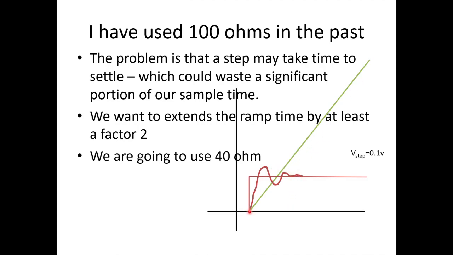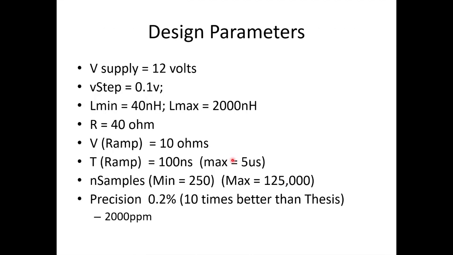So we want to make our ramp last a little bit longer and allow this ring to settle, not take up as much. If we make this ramp longer, this ring won't take up as much. So we want to extend the ramp by at least a factor of 2, and that's why we're going to drop to 40 ohms as our resistance for our ramp.